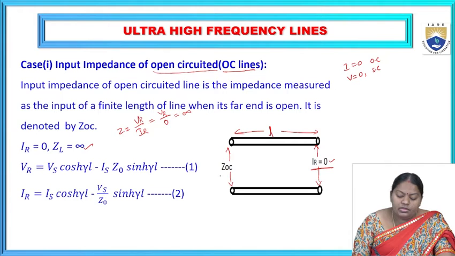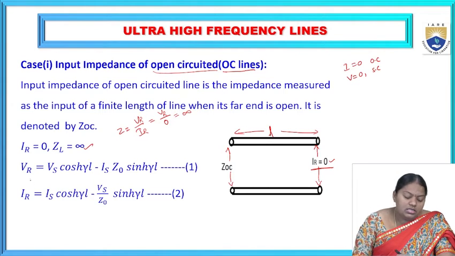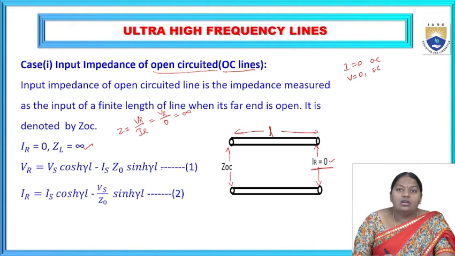Now to write the equation for this open circuited line, from the voltage and current relations of a transmission line, we have considered VR is equal to Vs, the source voltage, into cosh gamma L minus Is into Z naught sinh gamma L. These equations we have already analyzed in the previous lectures, under the transmission line equations case.